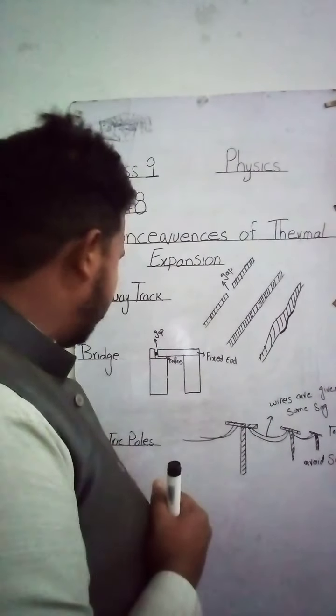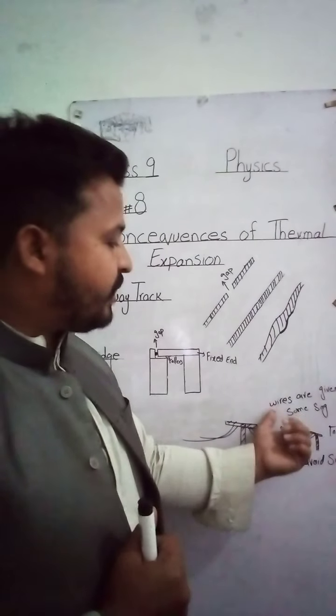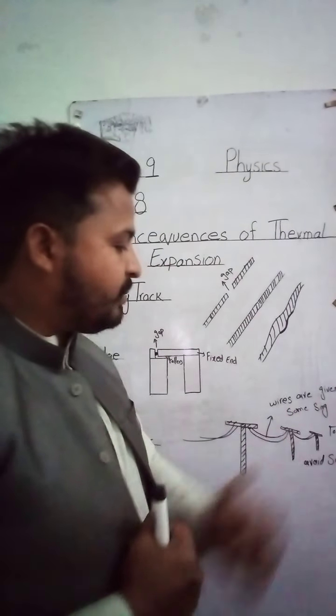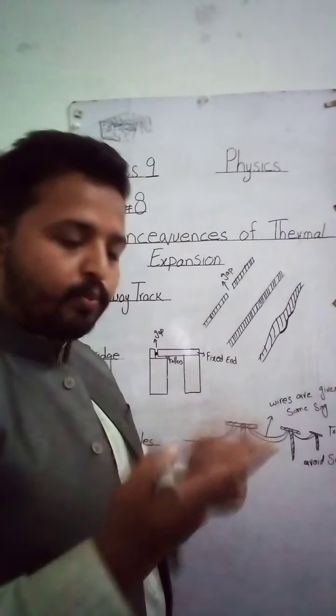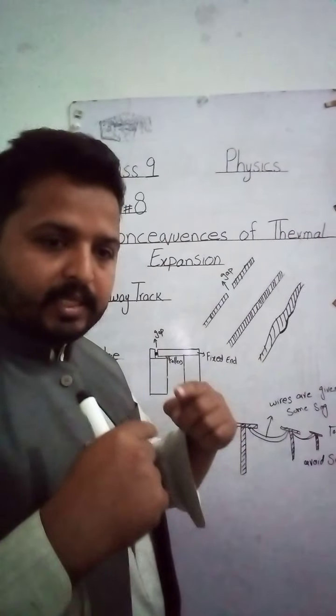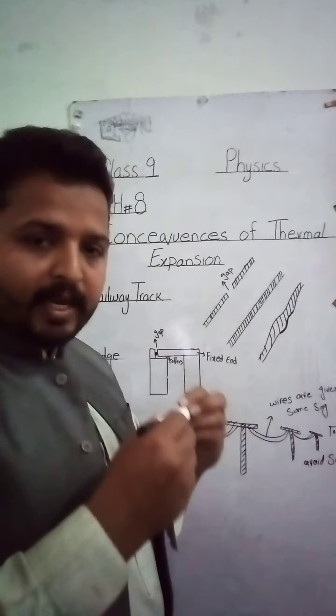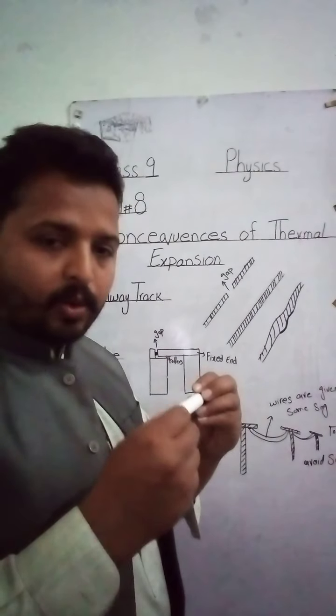The next thing is electric poles. The wires on electric poles are given some sag to avoid snapping. With both things we have to keep in mind that in summer metal expands, and in winter metal contracts.